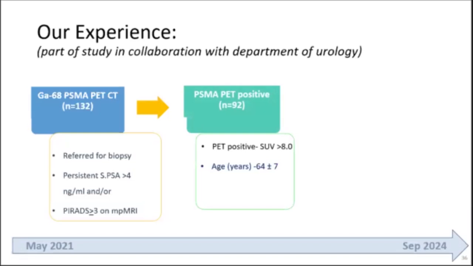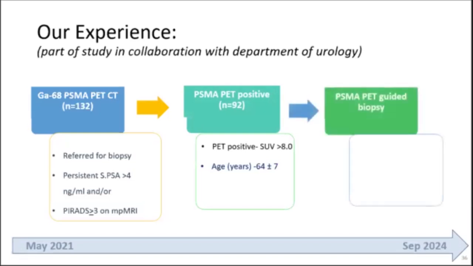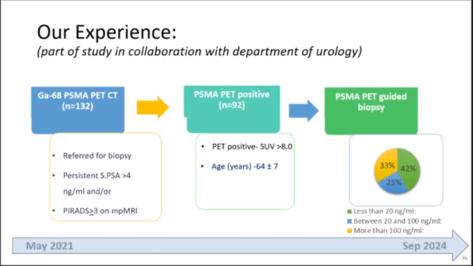The mean age of the patients was 64 plus minus 7 years. So 92 patients underwent PSMA PET guided biopsy. The distribution of serum PSA values was that 42% of the patients had a serum PSA of less than 20 nanogram per ml, 25% of the patients had a serum PSA between 20 and 100 nanogram per ml, and 33% of the patients had a serum PSA of more than 100 nanogram per ml.